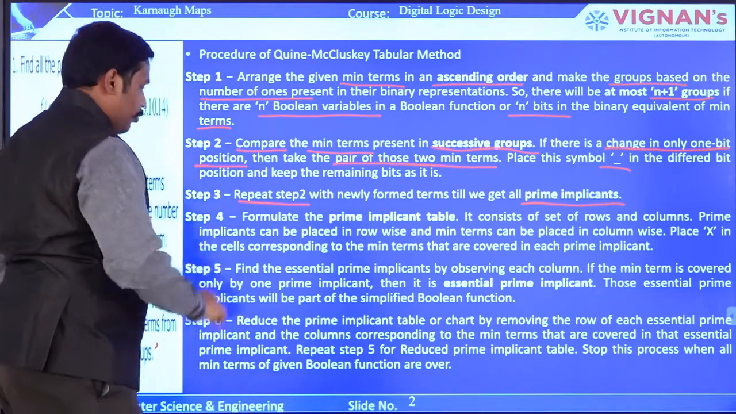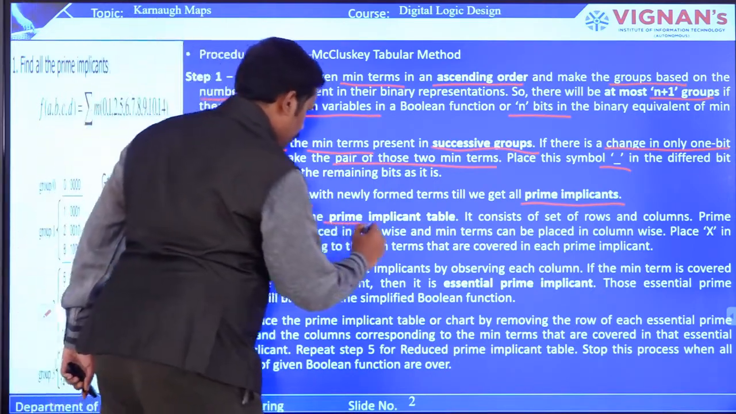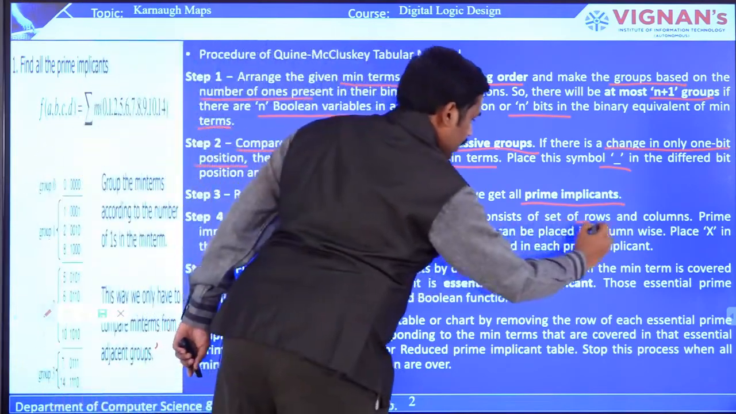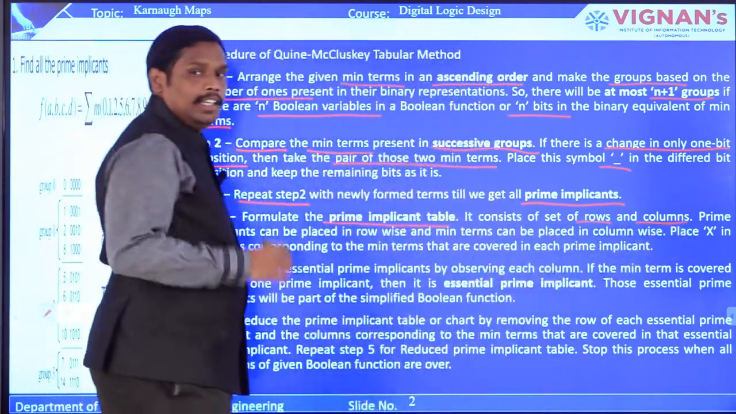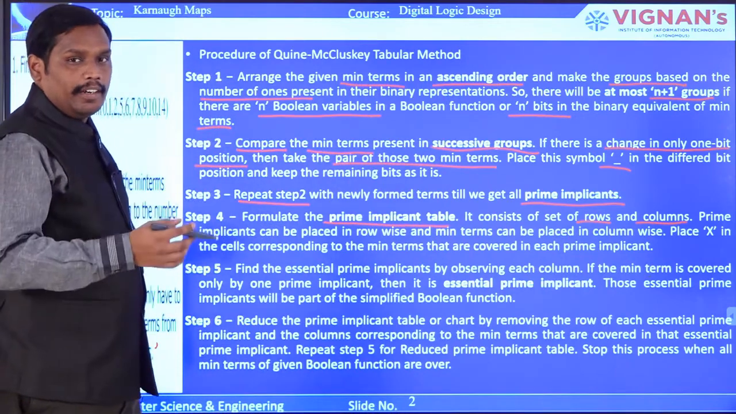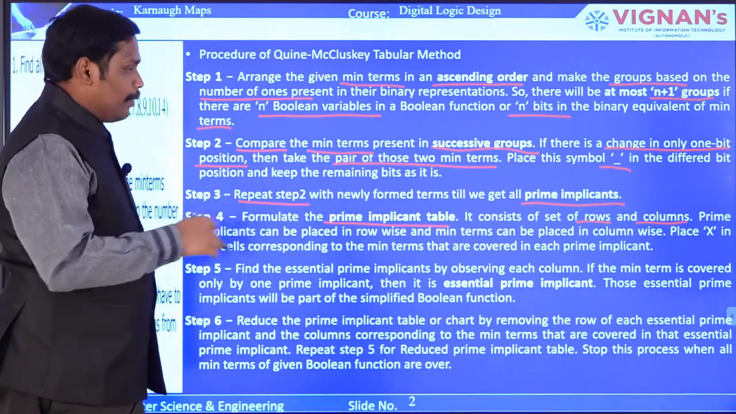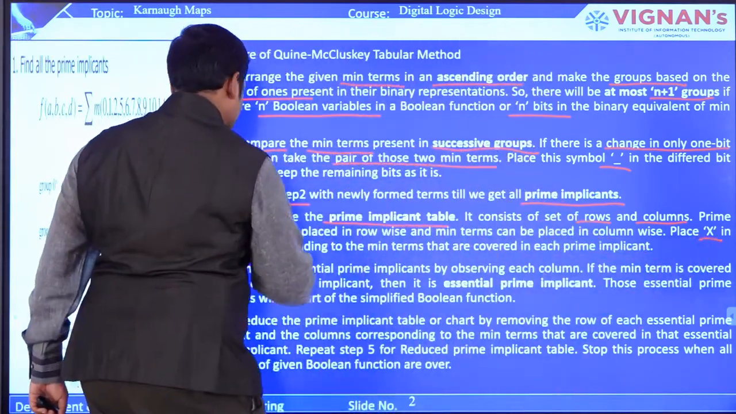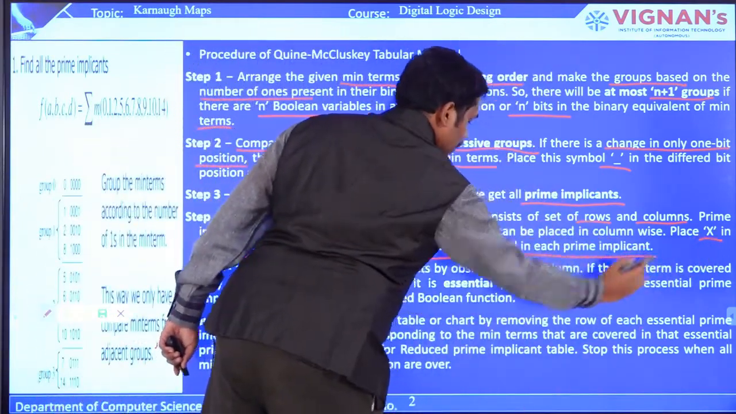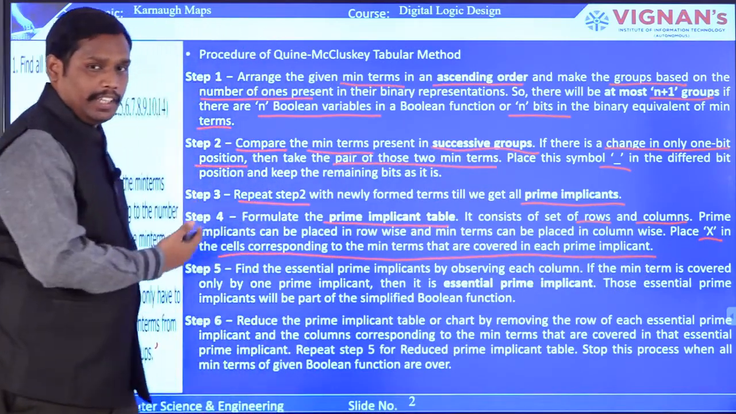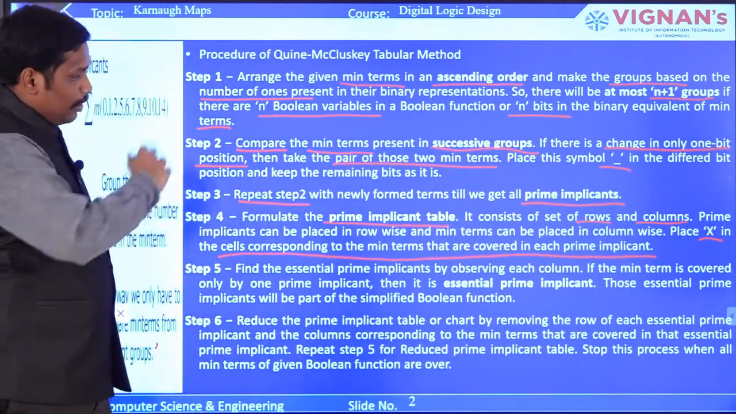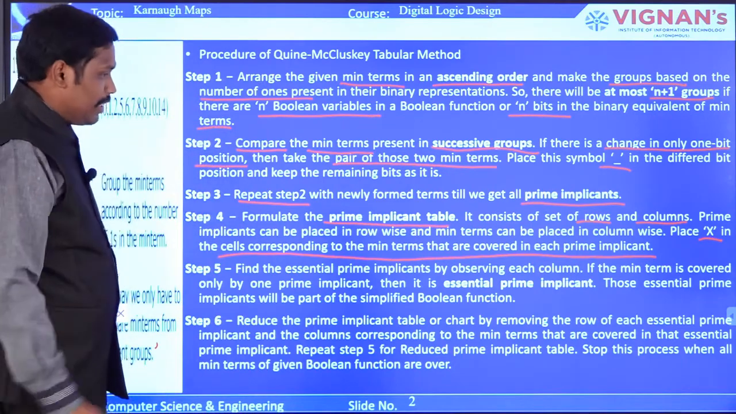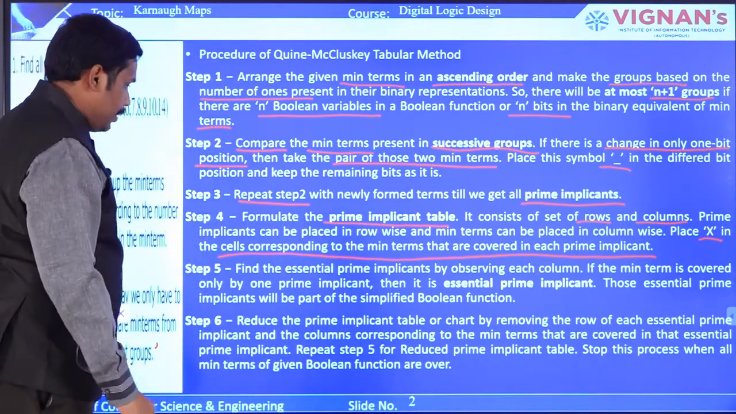Then step 4 is that the prime implicant table must be written. In that set of rows and columns, you place prime implicants in rows and min terms in columns, and we place an x in the cells corresponding to the min terms covered by each prime implicant. So based on the prime implicants that we write in the rows, the corresponding min term will have an x, which means a relation exists between them. We can see that in a coming example.